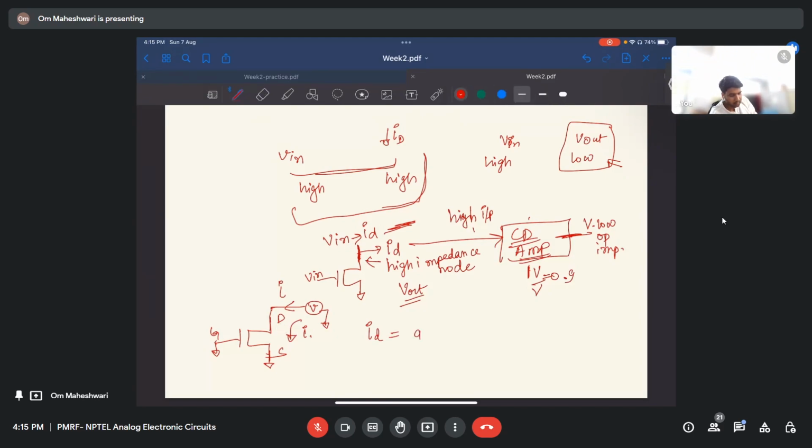ID equals GM VGS plus GD VDS. If I solve this, I get I by V equal to 1 by GD or something like that. If we do it for the source, I think we get 1 by GM. I'm not exactly sure, but with some approximations we get 1 by GM for the impedance of the source. GM is generally high, so the impedance here is low. That is the concept of the common drain amplifier, where we take output at the source node.